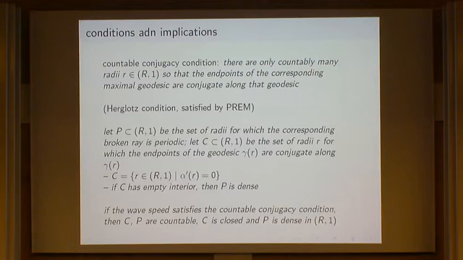If I have the countable conjugate condition, the following is true: if C has an empty interior, then P is dense. And what we need is denseness. To be precise, one always implies the other, but if the wave speed satisfies this countable conjugate condition, then C and P are countable, C is closed and P is dense. That's what you need. That is what we're doing.